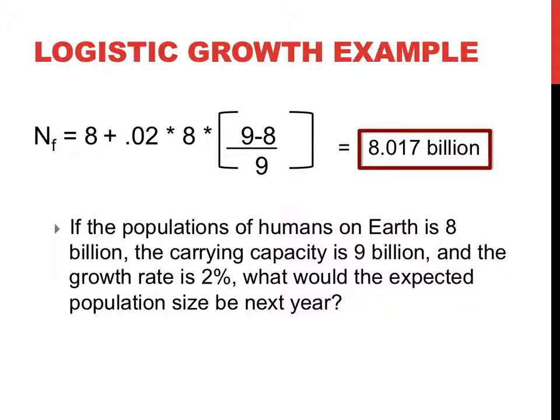When you plug all these values into the equation, as shown on this slide, you could expect the population of humans on Earth to be 8.017 billion, an increase of 17 million next year. That is the end of this video exhibiting how to mathematically calculate population growth.